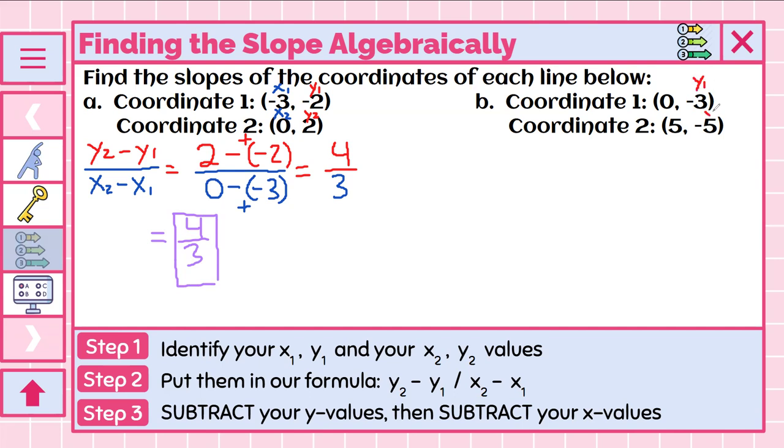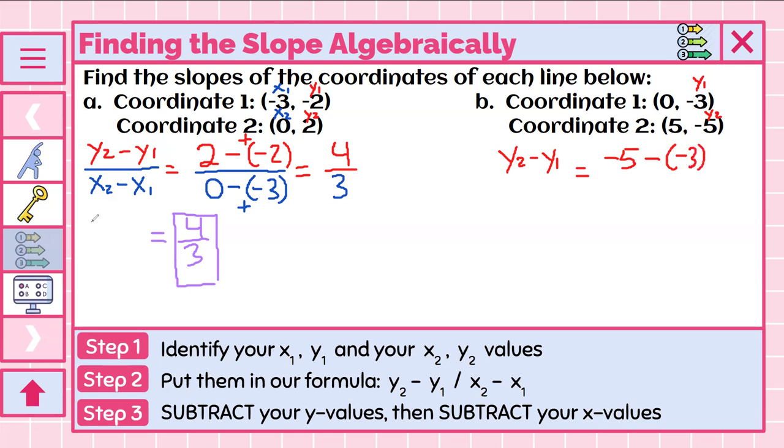So y1, y2. Which I could already put in. We had y2 minus y1. So my y2 is negative 5. Minus, again, it's always minus here. Our y1 is negative 3.